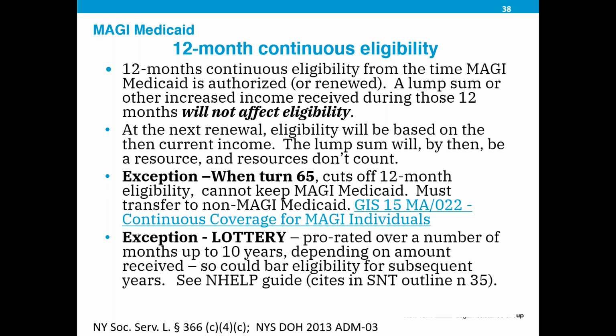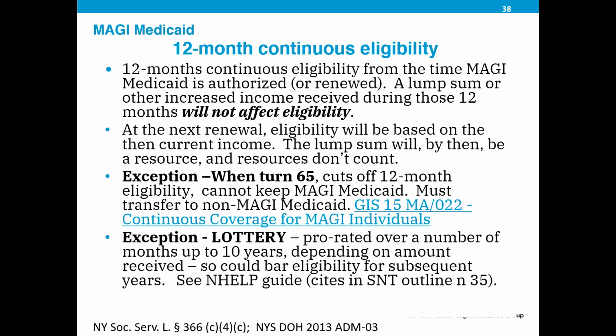Now there's a few exceptions to these wonderful rules about the 12-month continuous coverage. And one is if the person turns 65, it just stops. It cuts off the 12-month eligibility. And the person will be transitioned to regular or non-MAGI Medicaid. Sometimes we call it regular Medicaid because those of us who work for older people and people with disabilities, that's our regular. But it's non-MAGI Medicaid.